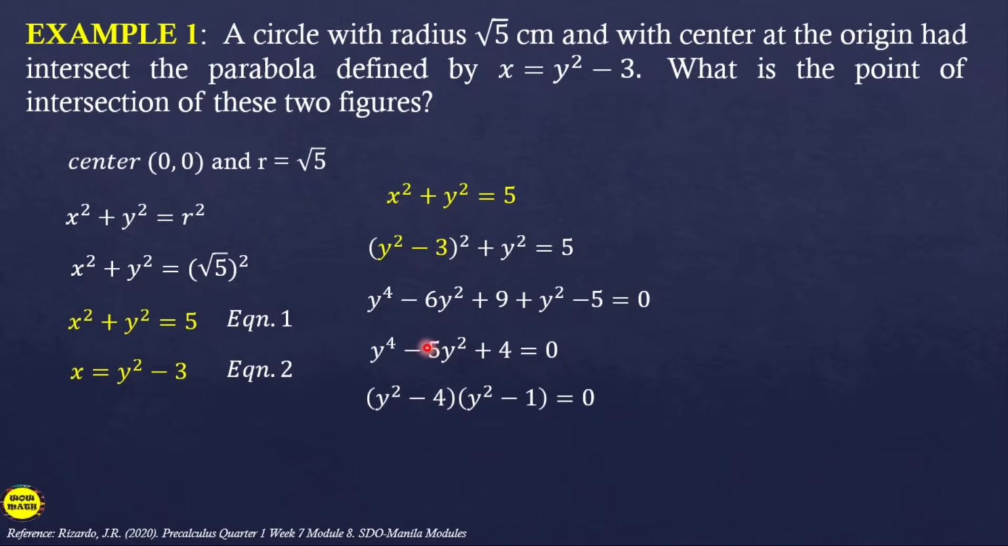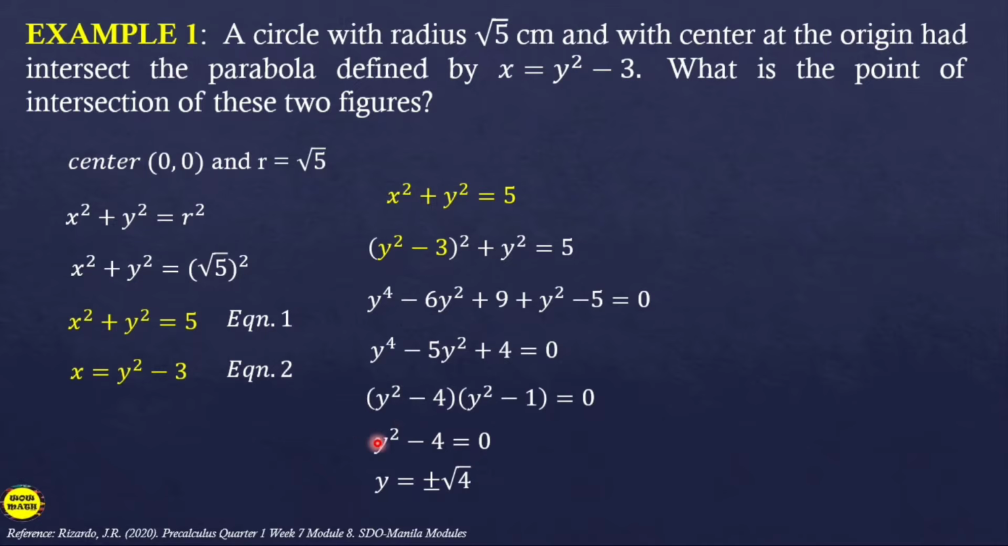Kapag finactor natin ito class, ito yung lalabas. And then kapag chinek natin gamit yung FOIL method, ito rin yung magiging sagot. Kung ibabalik natin sa ganito para ma-check natin na tama yung factors niya. After nito, solve natin yung value ng y. Equate lang natin sila sa 0. Unahin natin yung y squared minus 4 is equal to 0. Since meron tayong negative 4, lipat muna natin dito sa right side. Magiging y squared is equal to 4.